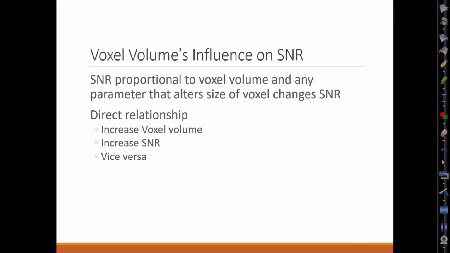So that gives us our next one on our chart here. Fine matrix, our signal goes down. All right, so our SNR is proportional to voxel volume, and any parameter that alters the size of the voxel changes our SNR. And this is going to be a direct relationship. So if we increase our voxel volume, our signal increases as well. So if we double our voxel volume, we're going to double our signal.